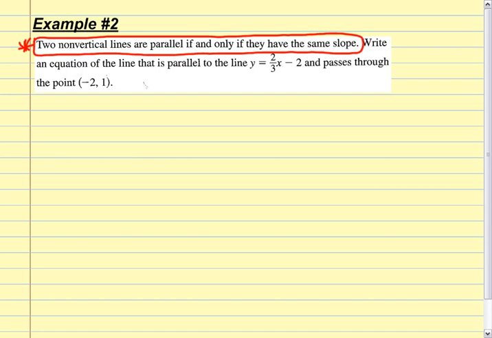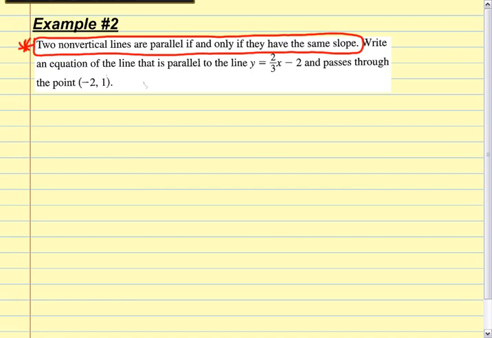It says two non-vertical lines, that means they don't look like this. Two non-vertical lines are parallel if and only if they have the same slope. Now we talked about that already, right? That was in the last section.